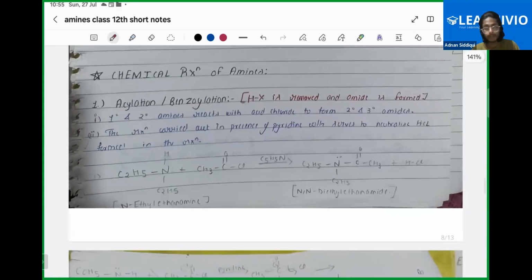Now we are done with our preparation part. Now we are done with our property part. Now we will do what? We will react these amines with something else to prepare a new compound. Chemical reactions.